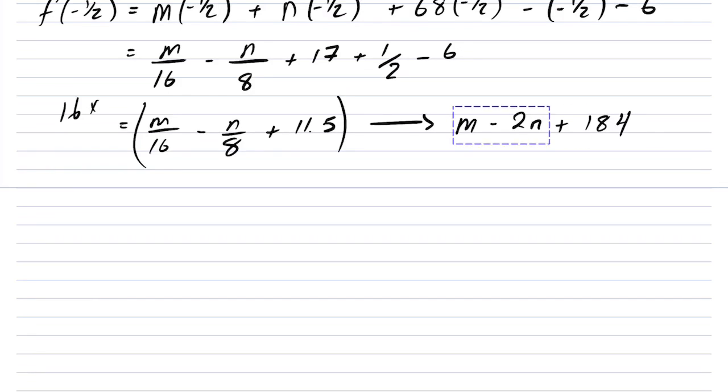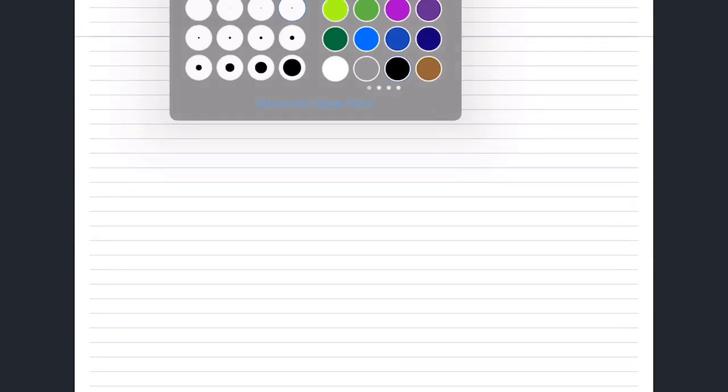And I'm just going to label this as its own equation here. So let's make it pink. We'll say this is equation 1. Okay, so there's case A. Let's do case B as quick as possible here.